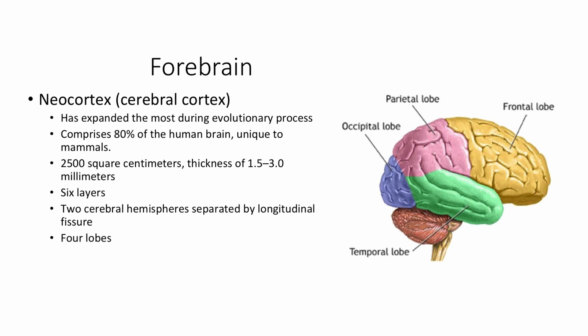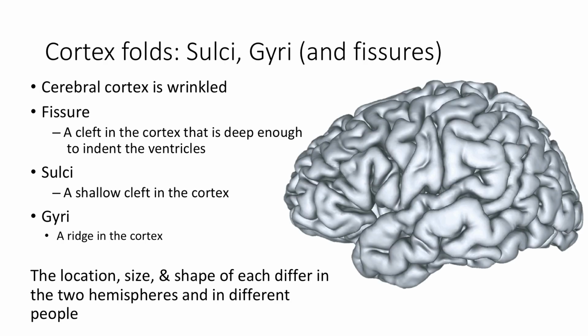So each hemisphere can be subdivided into 4 lobes. We already talked about this briefly, but you have the frontal lobe, parietal lobe, occipital lobe, and temporal lobe. So all these different wrinkles have names. So the little grooves or clefts in the cortex are called sulci. So you see them here. And the ridges are called gyri. So one of these is a sulcus and one of these is a gyrus.